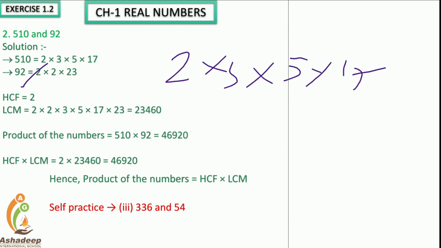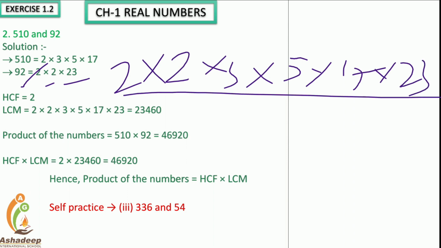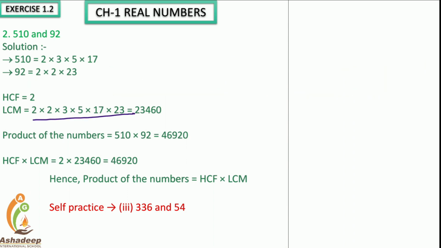One 2 is already there, but another 2 is not there, so we need to multiply with 2, and 23 is not there, so multiply with 23. So this is our LCM. The LCM is nothing but 23460 and the HCF is 2.